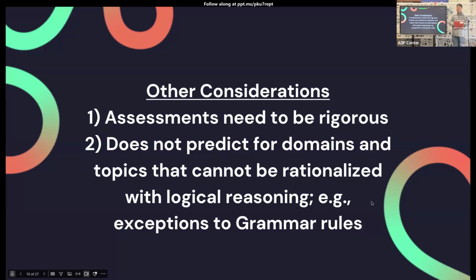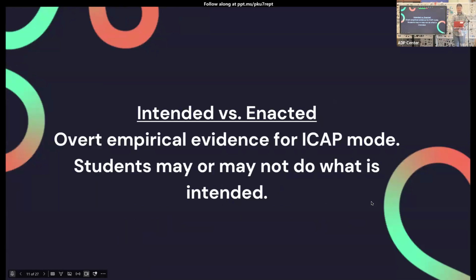Another thing is that the ICAP does not predict for domains and topics that can't be rationalized without logical reasoning, like exceptions to grammar rules. There are a lot of exceptions to Korean grammar rules where, when I ask a Korean person, they're like, I don't know why, it's just that way. Those kinds of grammar rules. I'm sure every language has something like that, right? It's not predictive for that, okay?